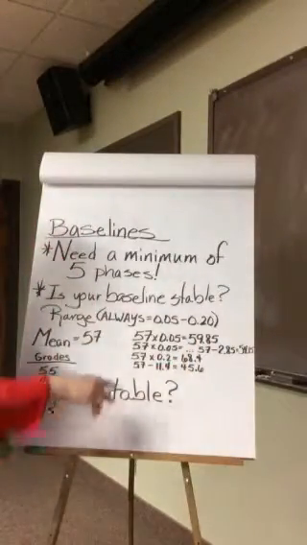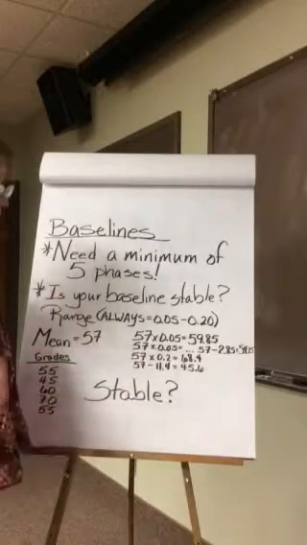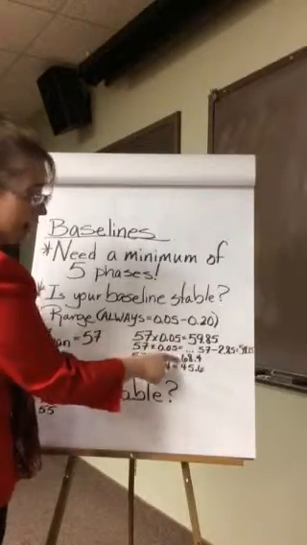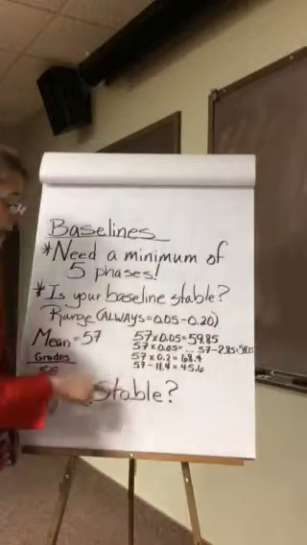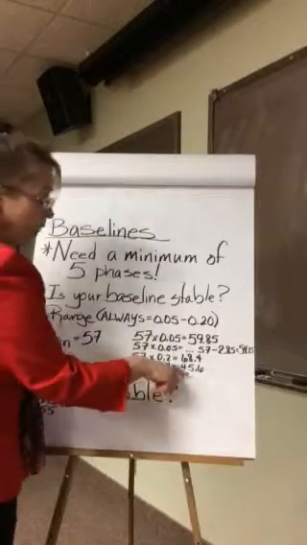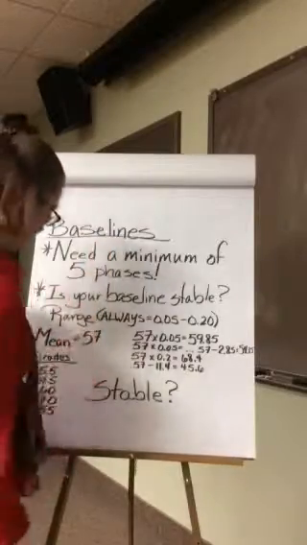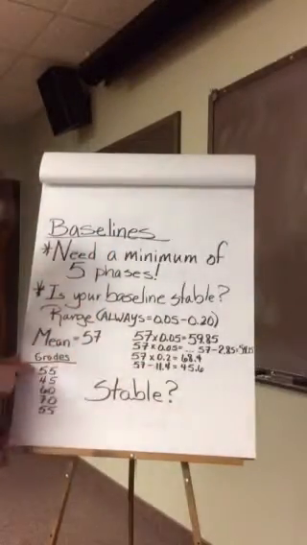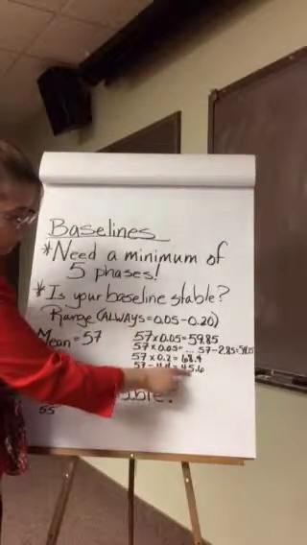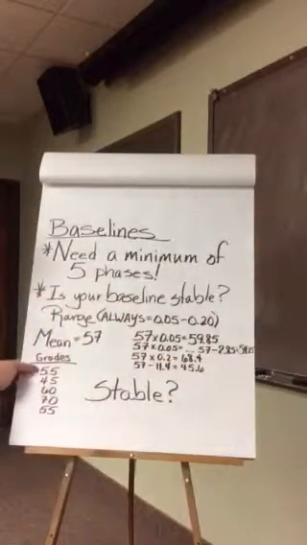Woo! All right, now we're going to multiply 57 times 0.2. That is 11.4. We add that to 57 and you're going to get 68.4. Now we're going to take 11.4 and subtract it from 57 and we get 45.6. Now we have to test our data points. Here are our grades. Now we have to see if 55 falls in. Our bottom is 45.6. Our top is 68.4. Does 55 fall in there?